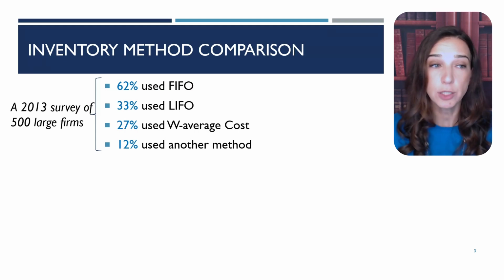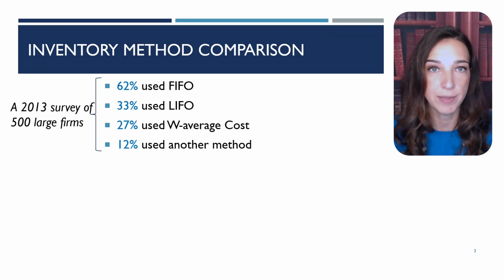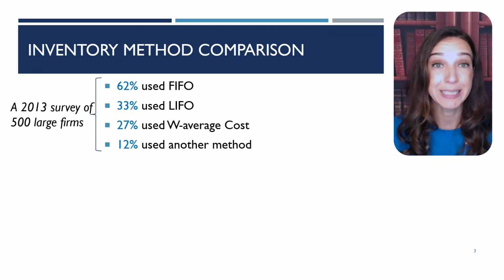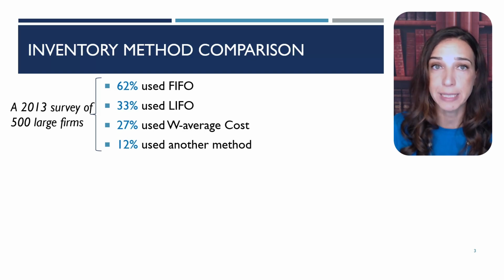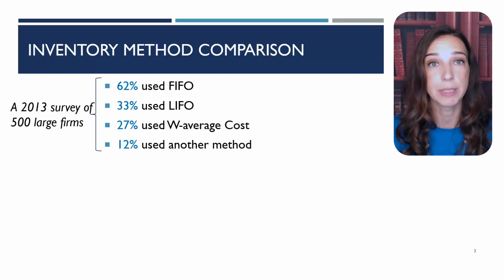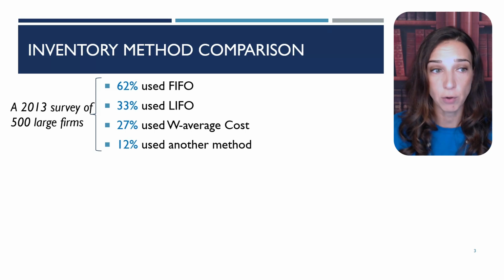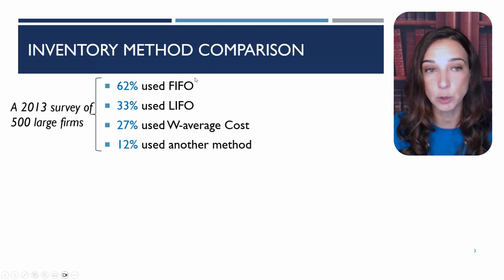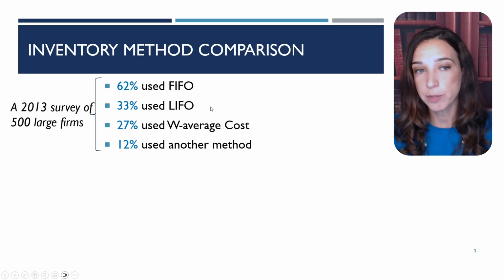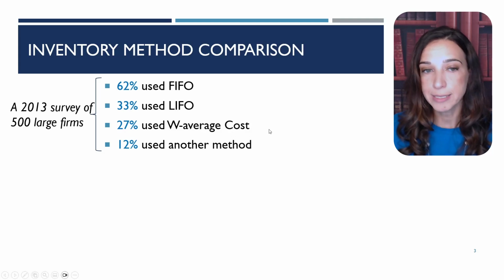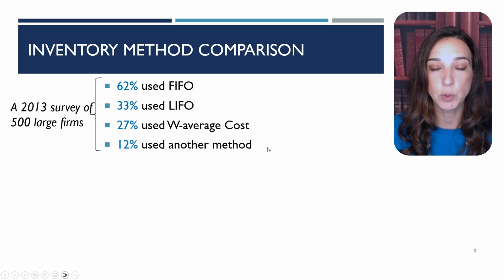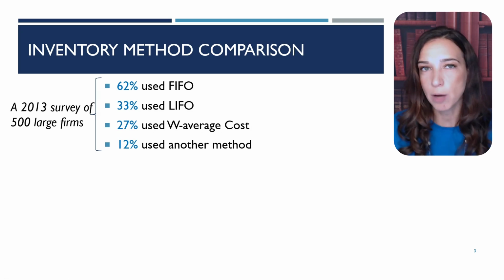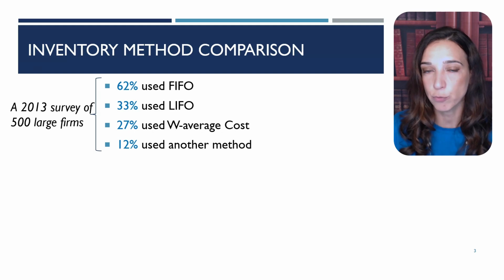This is a survey that's a little bit out of date from 2013, but I think it is representative of the fact that all of these methodologies can be found among the largest firms in the United States. They can be found among the publicly traded pool of firms in general. From this survey of the 500 largest firms, we see that 62% of firms use FIFO, 33% use LIFO, 27% use weighted average, and 12% use another methodology, which are less common. A lot of them are industry specific, which I'm not really going to cover in my videos for now.